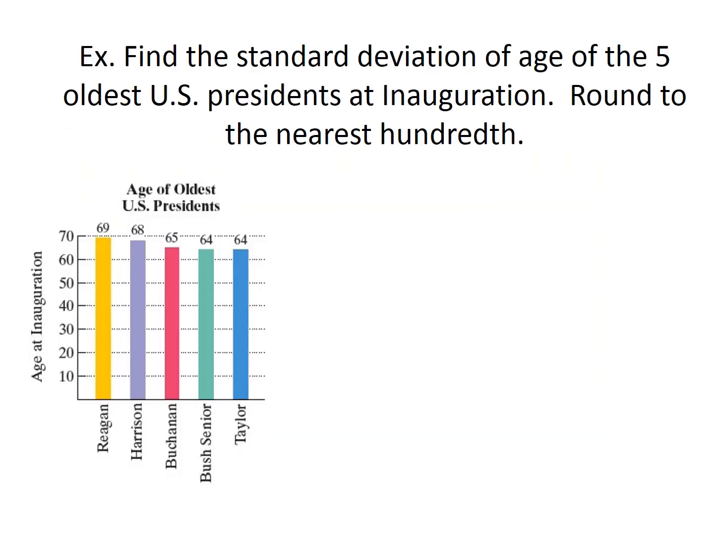Find the standard deviation of the age of the 5 oldest U.S. presidents at inauguration, rounding to the nearest hundredth. We are going to follow the steps. Our data values are 69, 68, 65, 64, and 64.